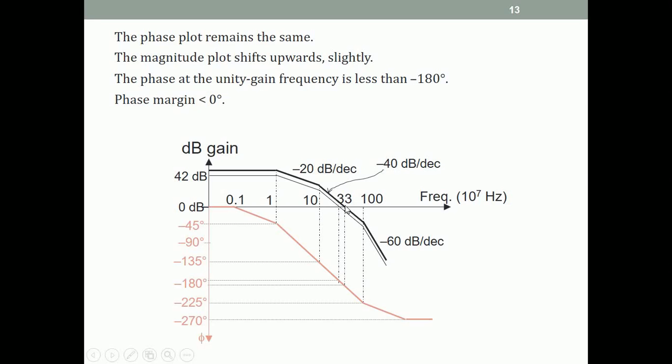Therefore, the phase, when the gain becomes unity, is more negative than minus 180 degrees. It was minus 180 degrees for the lower gain. For the higher gain, the phase is slightly more negative. In terms of phase margin, we'll say that for this higher gain, the phase margin is negative, because the phase is maybe minus 183 or minus 185 degrees, so the phase margin is negative.